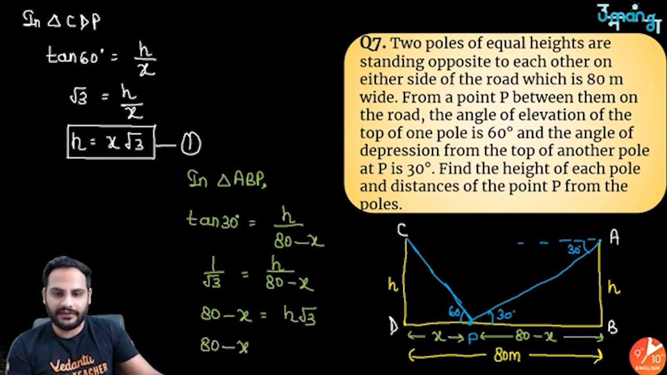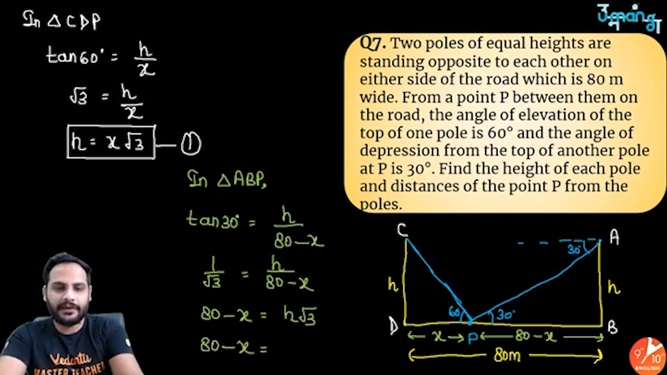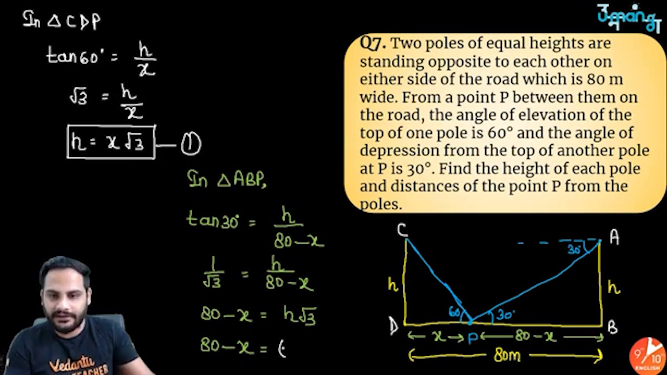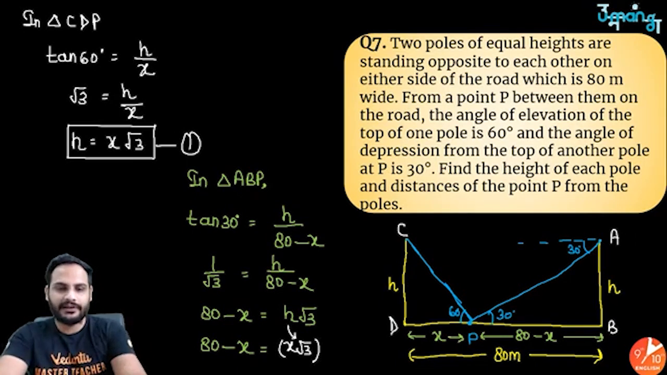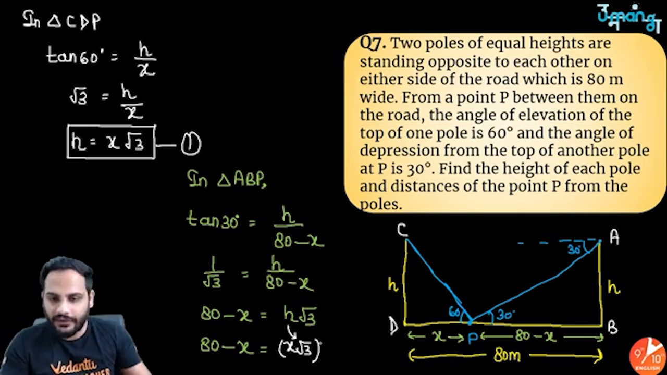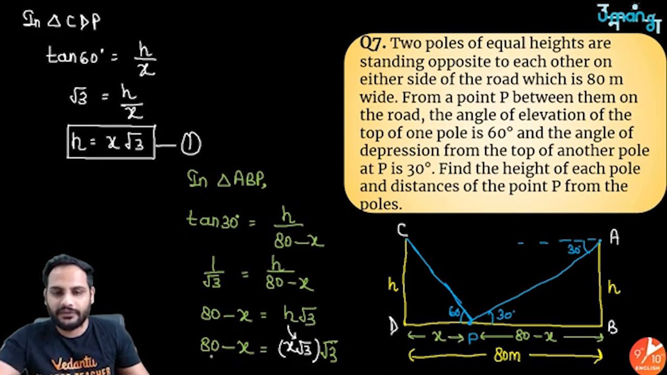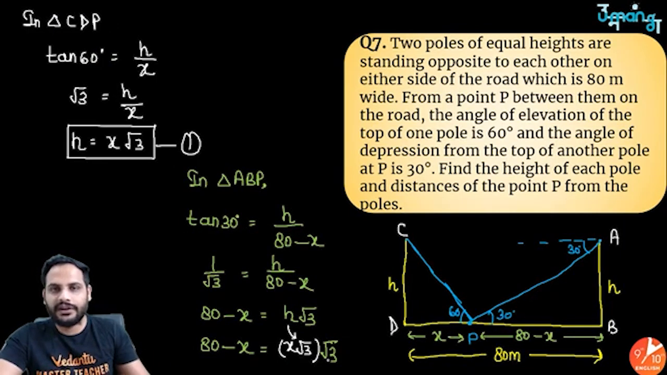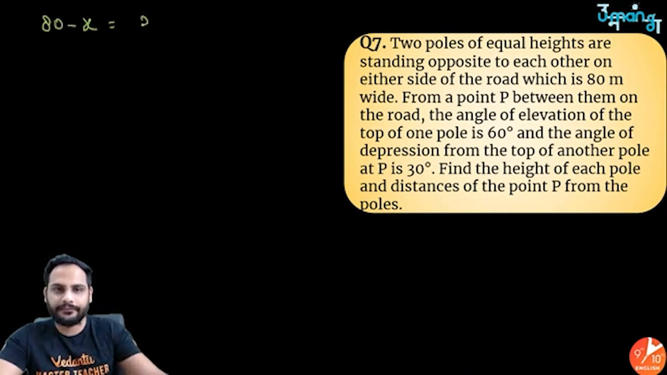So 80 minus x is equal to, in place of h, write x root 3. I have replaced h with x root 3 from equation 1. And it is not only h, it is h root 3, so h multiplied with one more root 3. Correct? So it will become 80 minus x is equal to x root 3 into root 3, which is 3x.